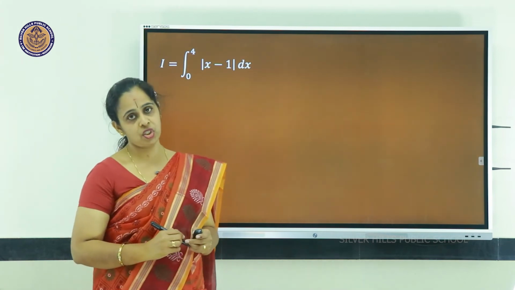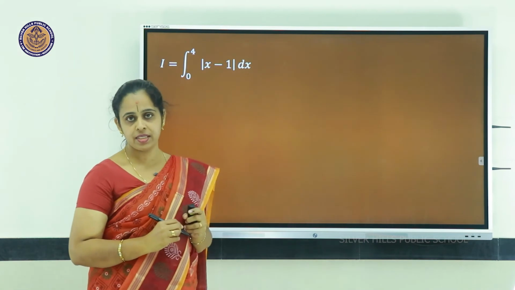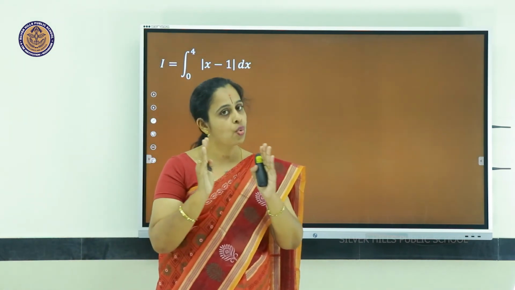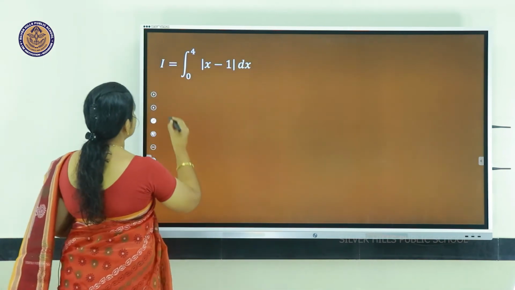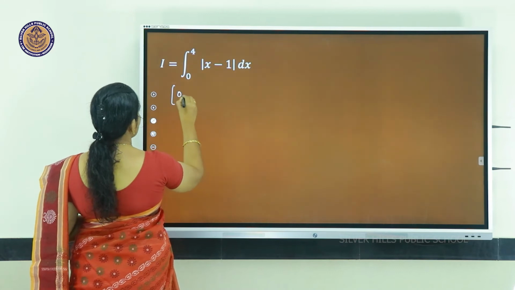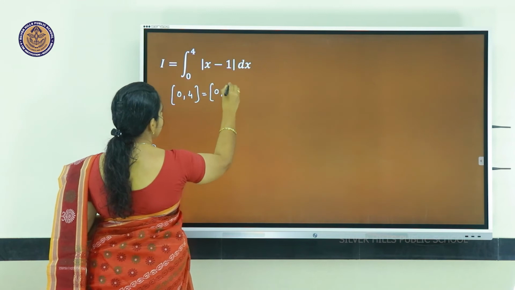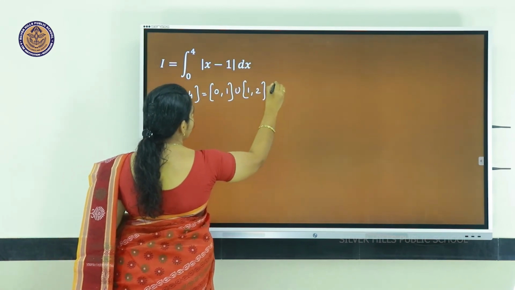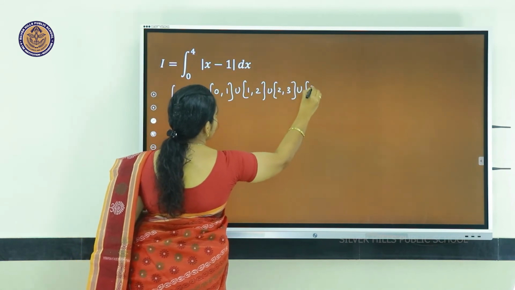Again a modulus function. Integral 0 to 4 of mod x minus 1 dx. Let us split 0 to 4 into 0 to 1, 1 to 2, 2 to 3 and 3 to 4. So 0 to 4, 0 to 1, union 1 to 2, union 2 to 3, union 3 to 4.